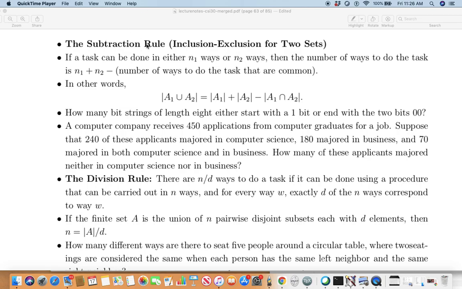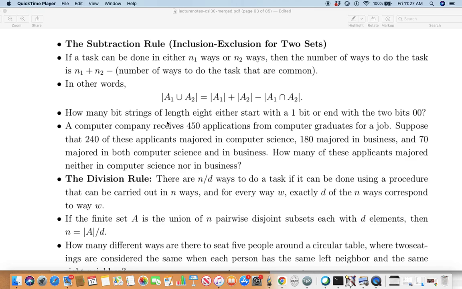Welcome back. Now let's look at the subtraction rule. It's also called the inclusion exclusion for two sets. If a task can be done in either n1 ways or n2 ways, then the number of ways to do the task is n1 plus n2 minus the number of ways to do the task that are common. In other words, cardinality of A1 union A2 is cardinality of A1 plus cardinality of A2 minus cardinality of A1 intersection A2. Here is an example.